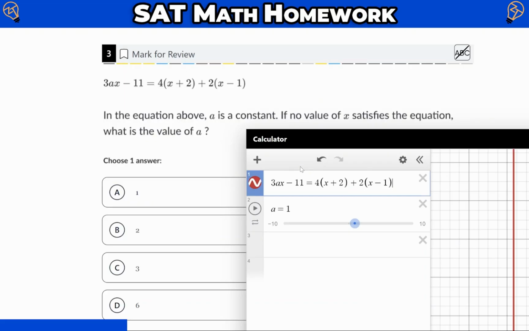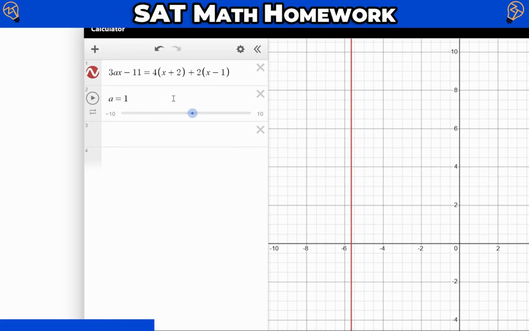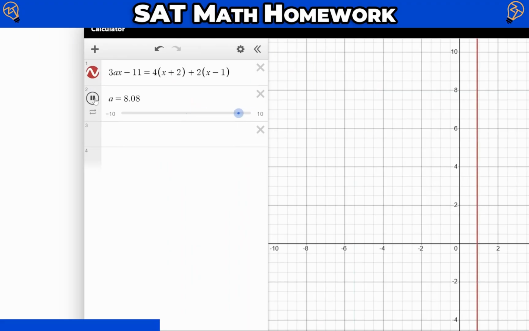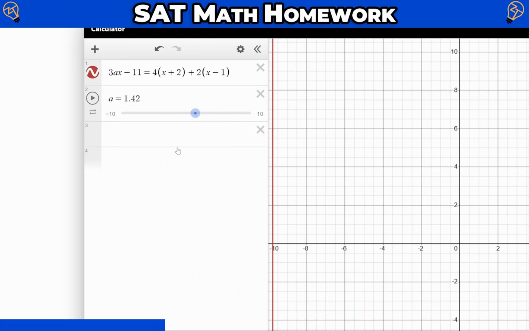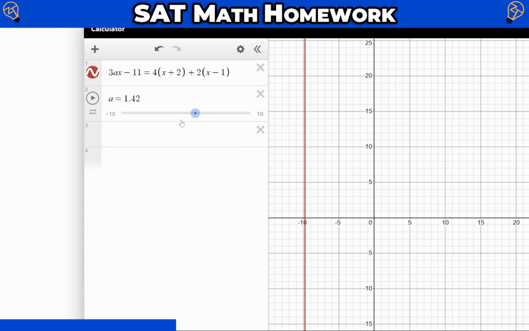So I just pasted it back in there, but now we have this equation and we're trying to figure out what value of a would make it so there's no solution. Because they're saying if no value satisfies the equation. Well, let's look through here. I'm going to press this and we can see, oh, that's kind of strange. It wraps around at some point. So let's see what's going on when that happens. I'm going to go a little bit slower.